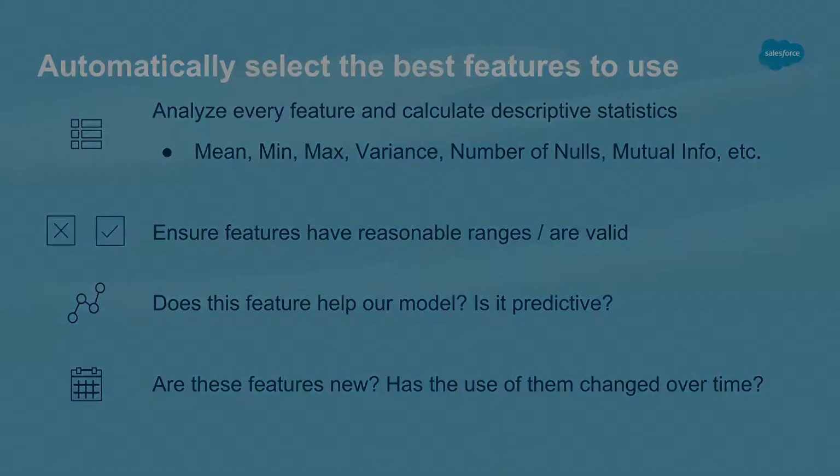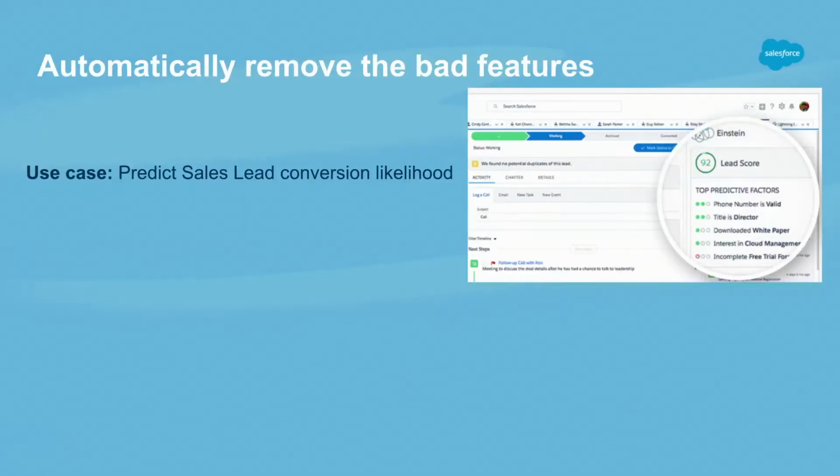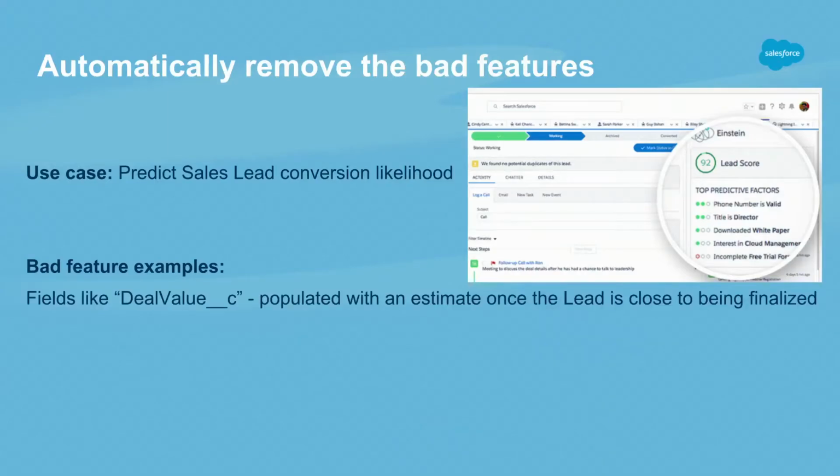So in addition to selecting the best features to use, we also want to get rid of the bad features. And this is very important. I think the best way to illustrate this is with a little example with the predictive lead scoring case that we've talked about. Remember, this is to basically make a prediction on the quality of the leads. We're mostly interested in a ranking at the end. And so some examples of things that might be bad features, depending on a customer, depending on their business processes: let's say there's a field like deal value that gets populated once a lead is close to being finalized.